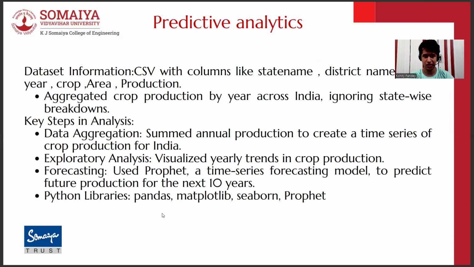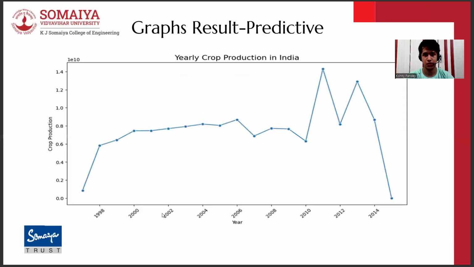For the dataset, we have a CSV dataset which has various columns: state name, district name, year, crop, area, production, etc. The steps are data aggregation, then exploratory analysis, then forecasting. The Python libraries used are Pandas, Matplotlib, Seaborn, and Prophet. We are basically making a future prediction for the next 10 years based on the historical data which is actually present.